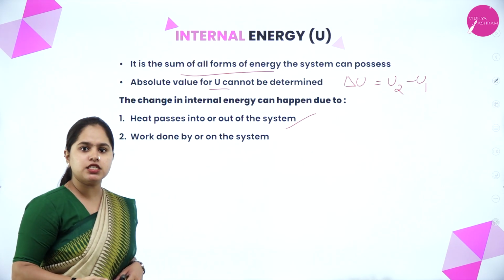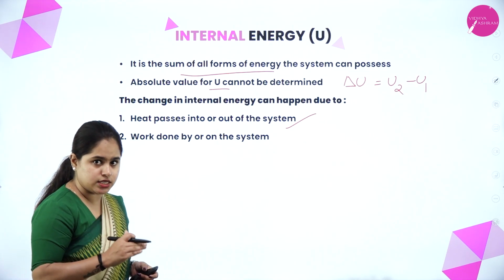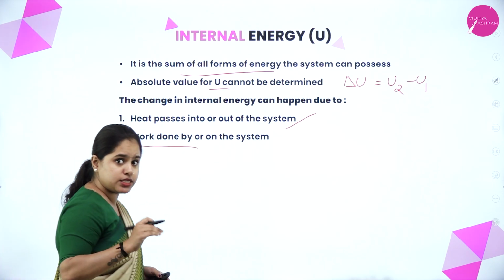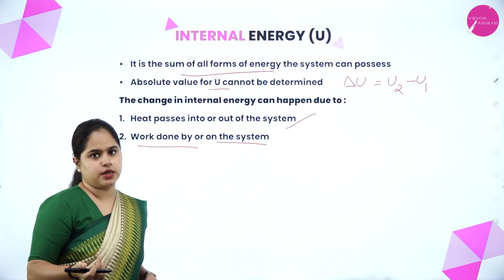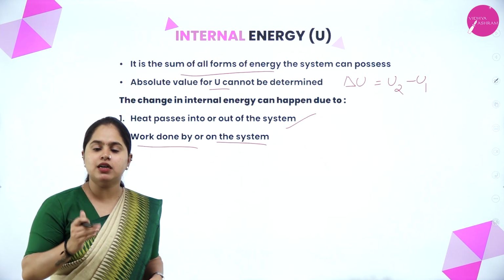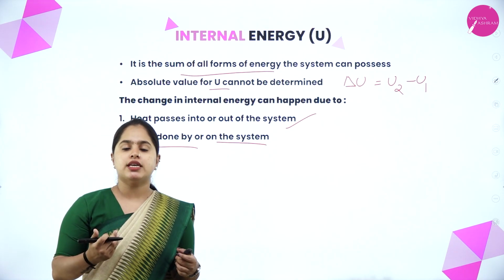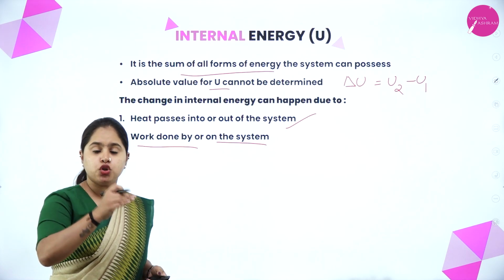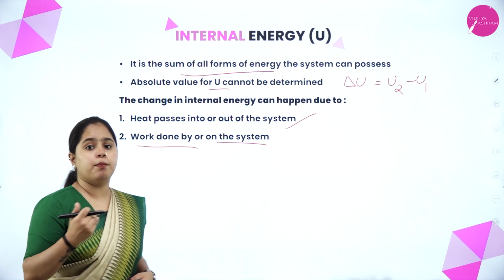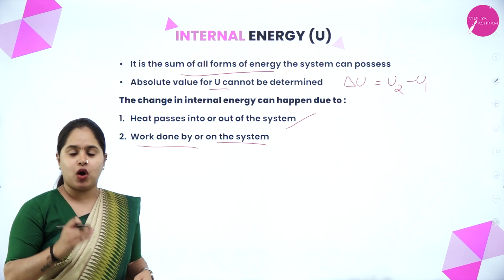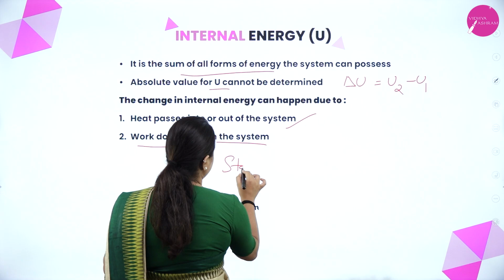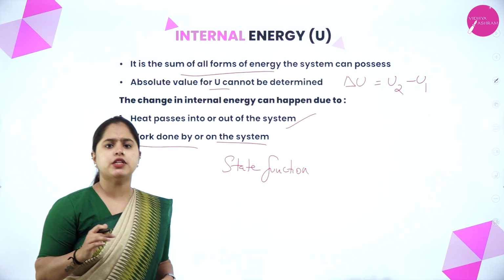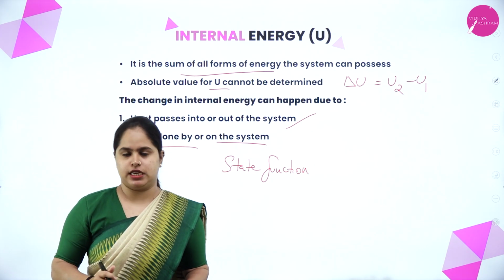And the second way is by doing work on the system, or the system doing work. So, work done by the system or work done on the system. Either way, we can bring a change in internal energy. So the internal energy varies either by heat passage into or out of the system, or work done by or on the system, right? As I said, internal energy is a state function. It depends only upon the final and initial state, right?